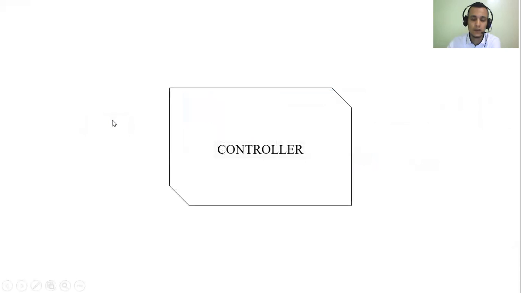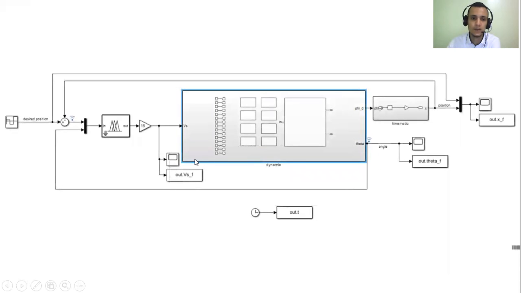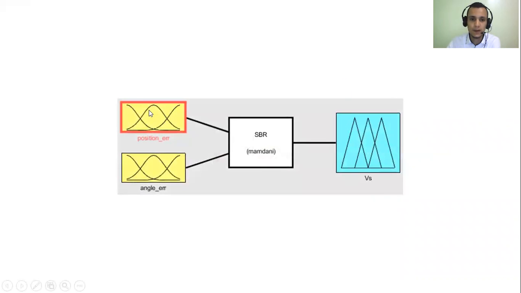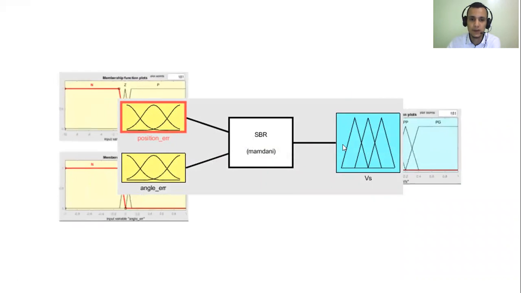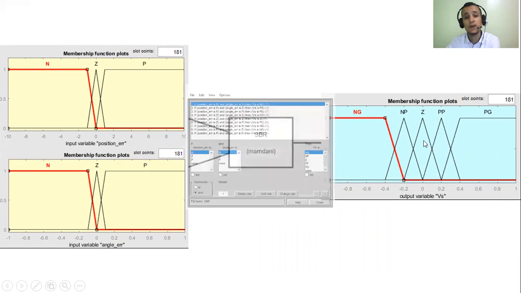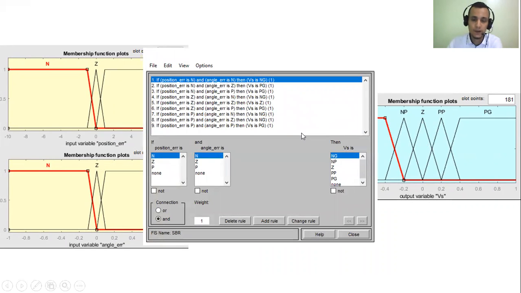So now we will take a look at the controller. For the controller, we started with a fuzzy controller. It has 2 inputs and 1 output. So these are the membership functions of the input. This is the membership function of the output. And these are the rules relating the output and the input.